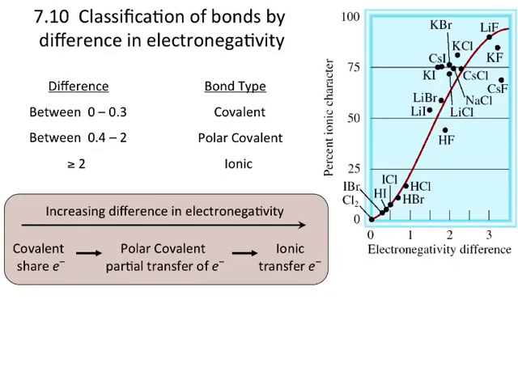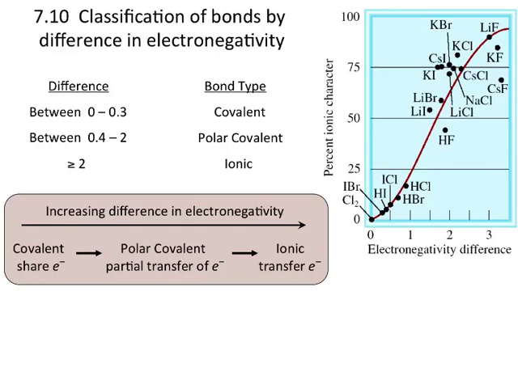So it turns out that you can classify bonds by electronegativity difference. An electronegativity difference between 0 and say about 0.3, we say this is covalent or nonpolar or mostly nonpolar. If your electronegativity difference is between 0.4 and 2, then we call this a polar bond, still a covalent bond. But if your electronegativity difference is much greater than 2, then this is an ionic bond. So it's not just an either-or ionic or covalent. It's actually kind of a sliding scale.